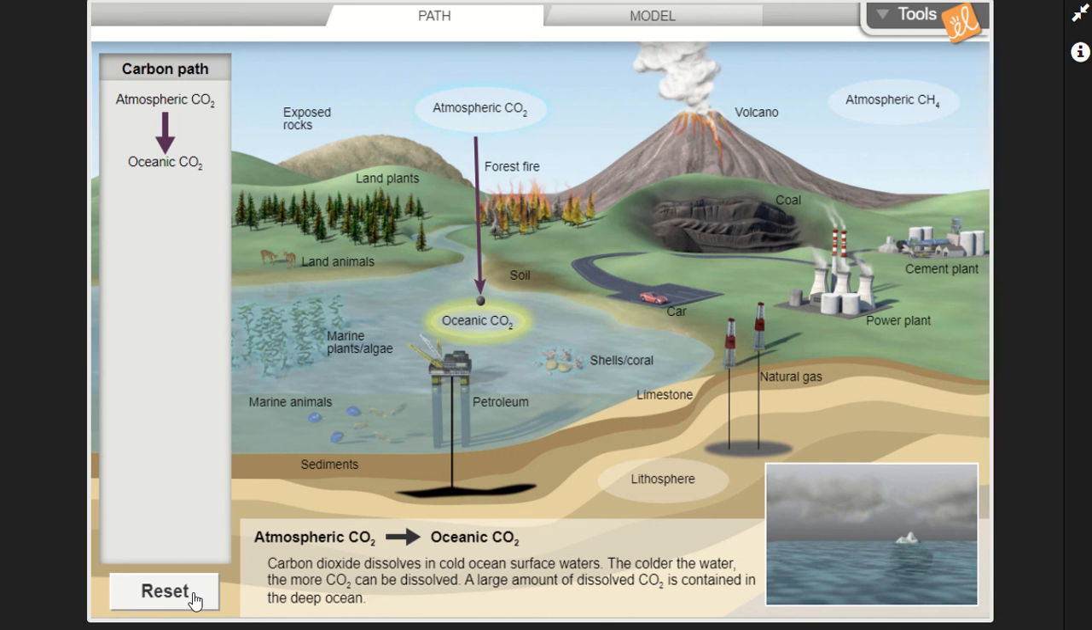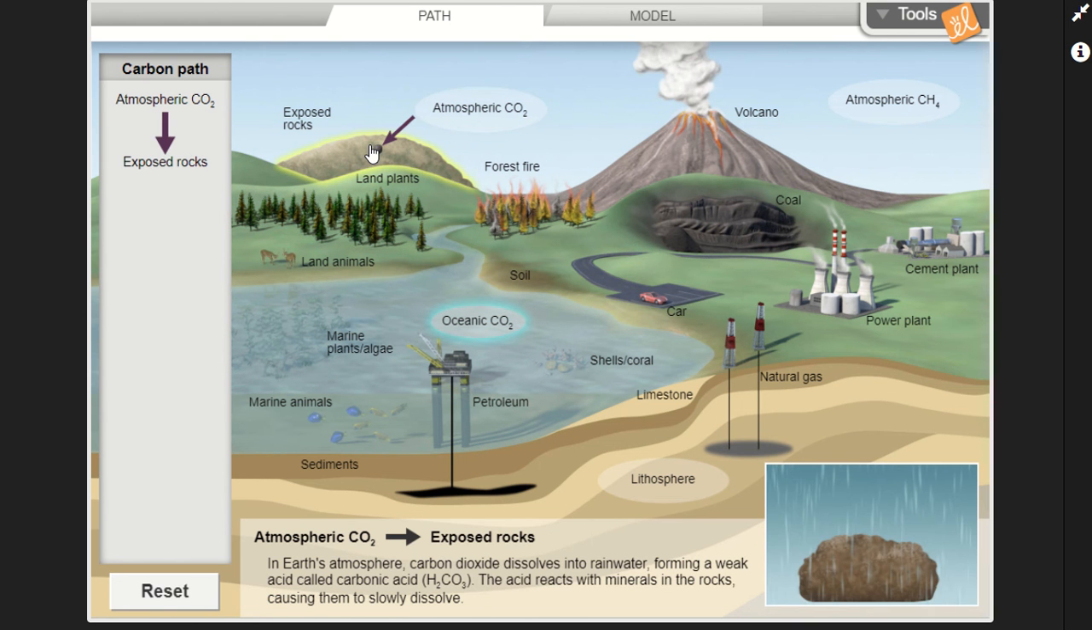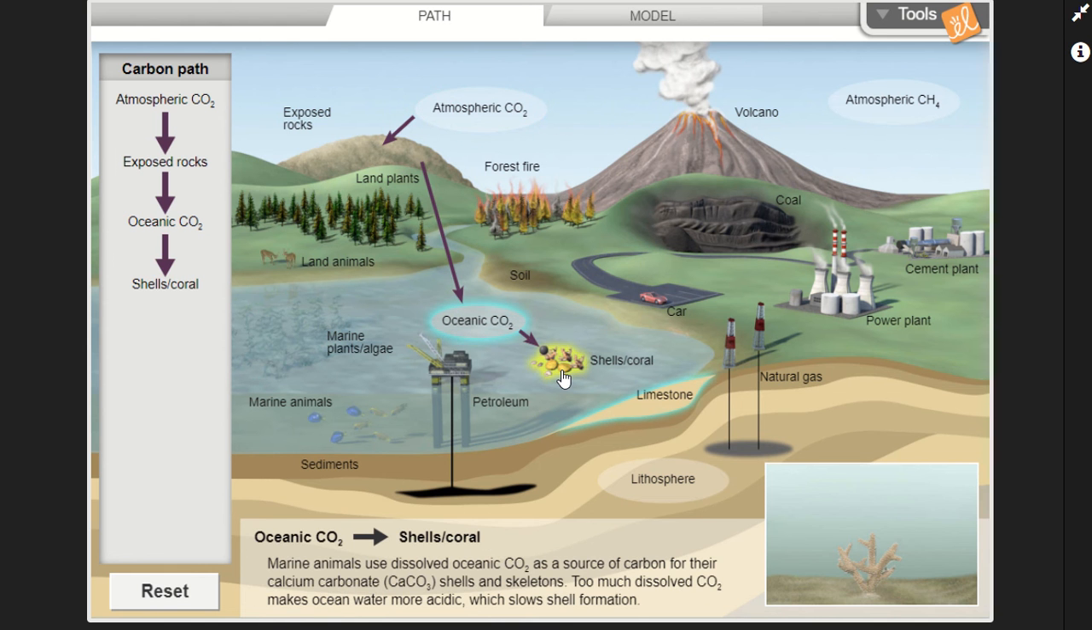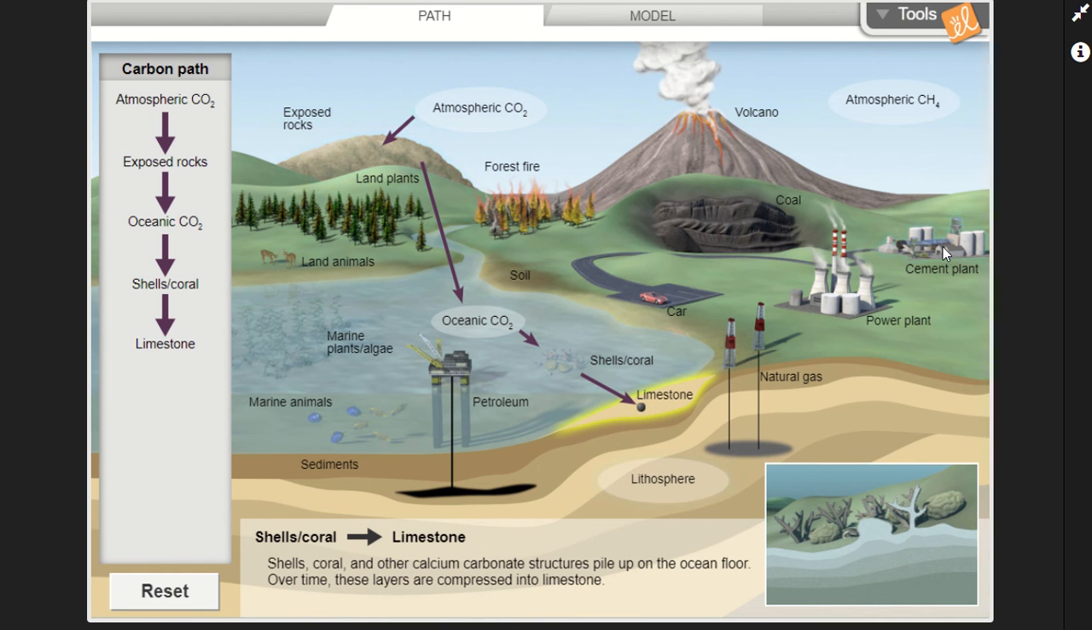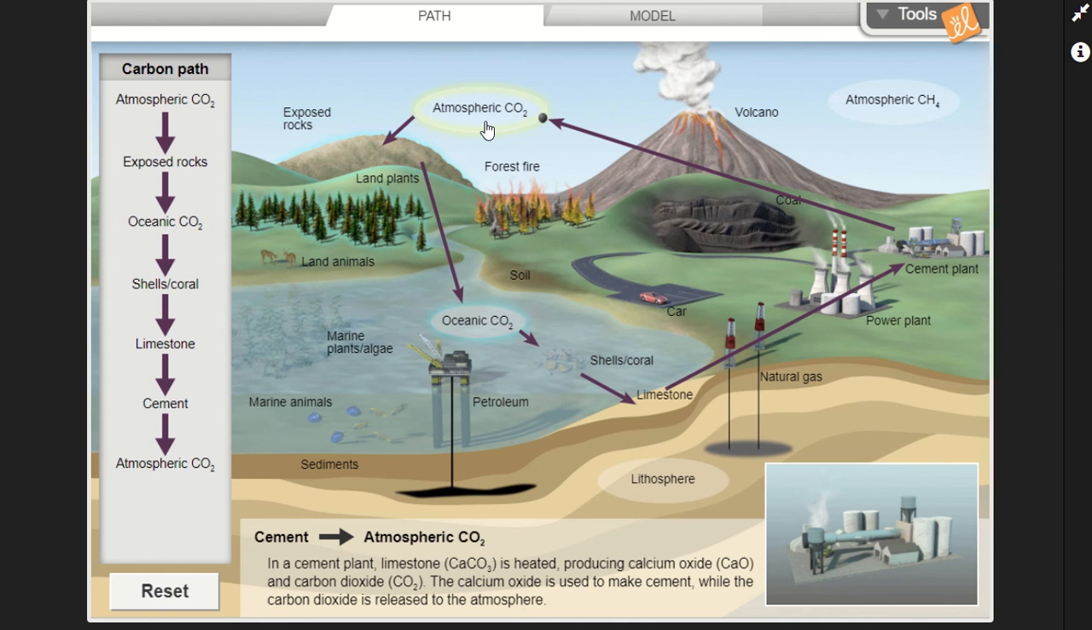Actually, let's do this one the fun way, as I didn't do it this way the first time. So I can go exposed rocks to the ocean, to the seashells, to the only thing that's lit up is limestone. And from limestone, I'm going to say cement plant. And from the cement plant, I'm going to say atmosphere. Oh, wait, I actually did that. Huh. All right, and now I went the long way around though.